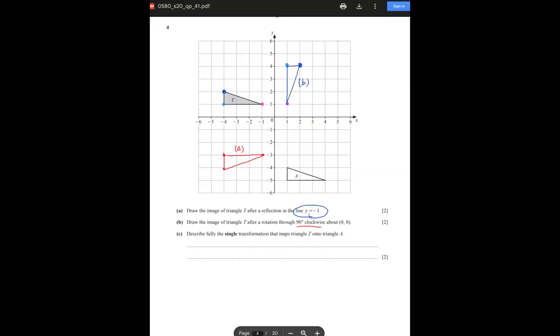Okay, describe fully a transformation that maps T into triangle A. So notice that there's no change in size. Before that, there are 4 kinds of transformation you'll need to remember: translation, rotation, reflection, enlargement. There's no change in size, so definitely not enlargement. The orientation doesn't change, so it's definitely not reflection or rotation. It must be translation. To describe translation, you need 2 things. You need to say it's translation, so I'm going to say translate first.